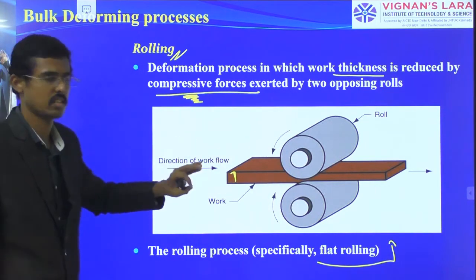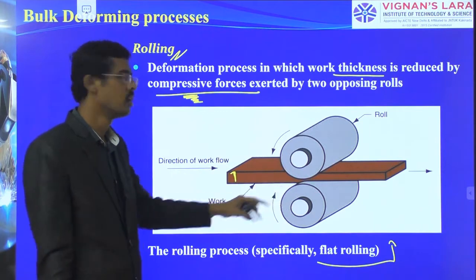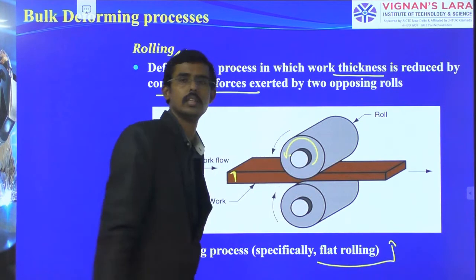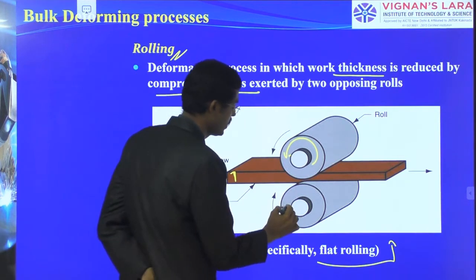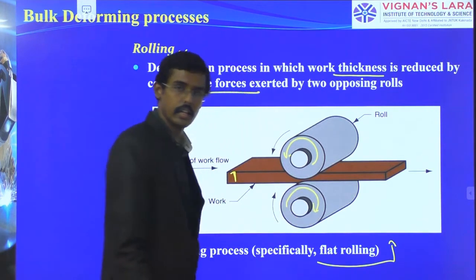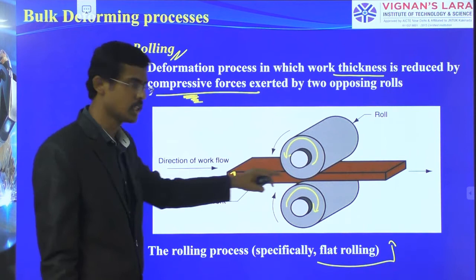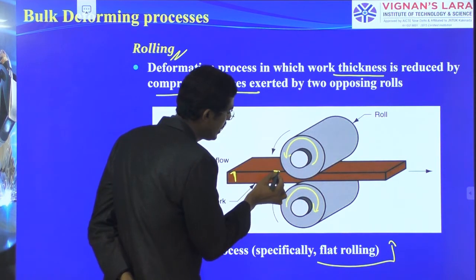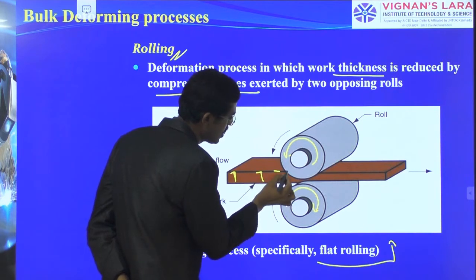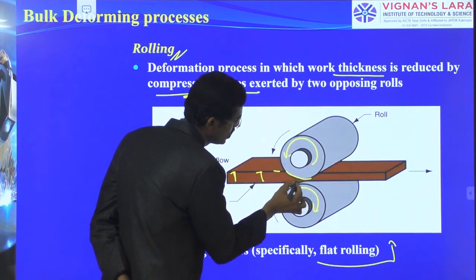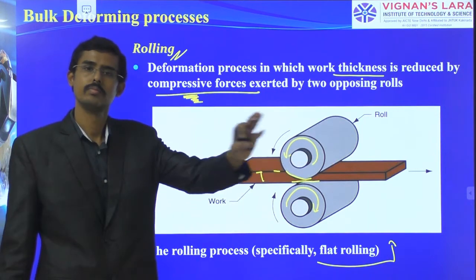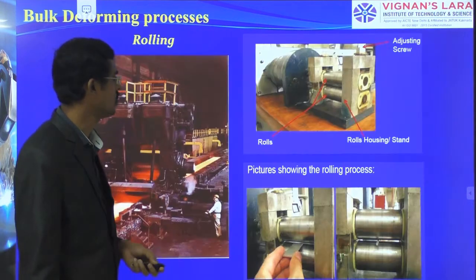For the thickness reduction, I have used two rollers. The top roller is rotating in the anti-clockwise direction, and the bottom roller is rotating in the clockwise direction. In this way, it pushes the specimen. Here you see the large thickness, and the thickness has been reduced here, and we are taking it out. Such possibilities are possible.